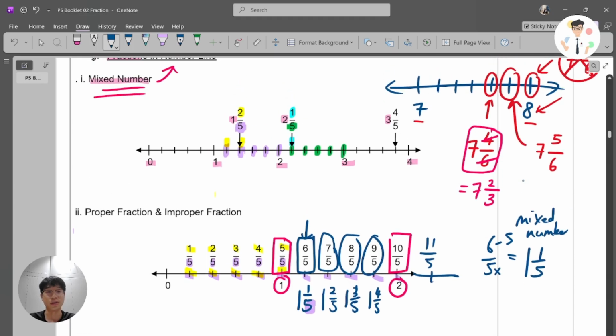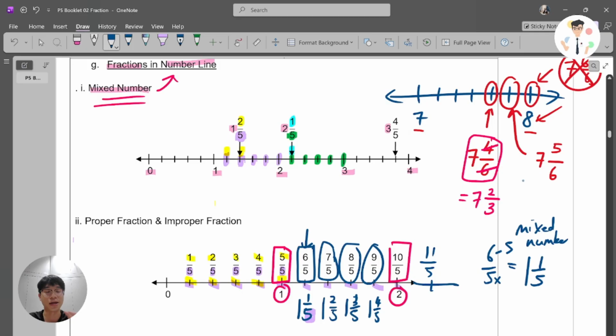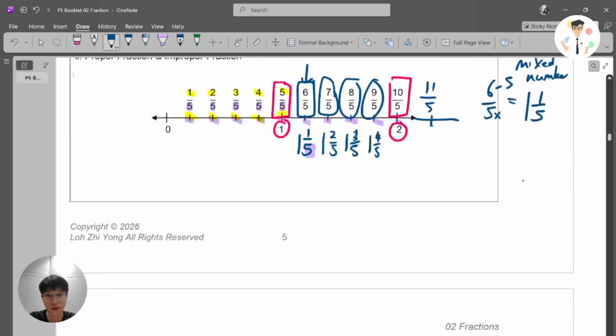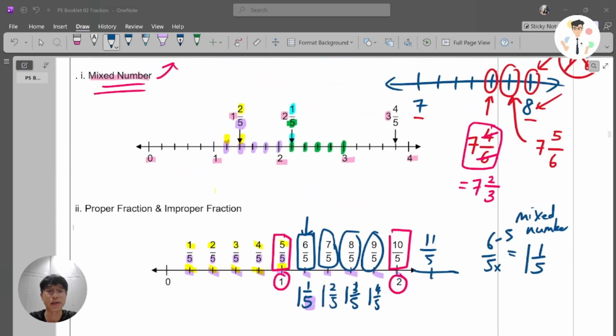So again, this is very important for you to take note, and that is fractions in number line. Okay, I think we are done for fraction, and again, it was quite a long video, and thank you for watching it. And remember, this foundational knowledge of fraction is very, very important, because it can help you to move on to something that's a bit harder.